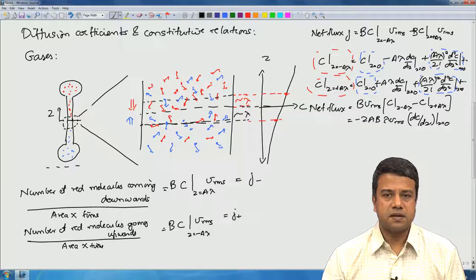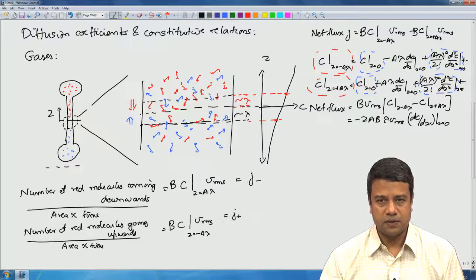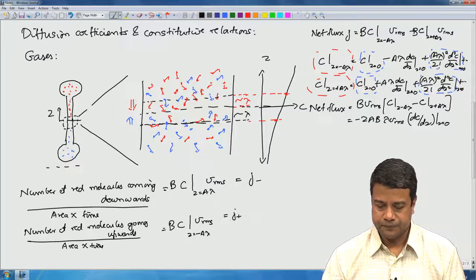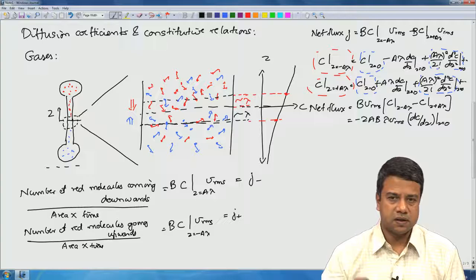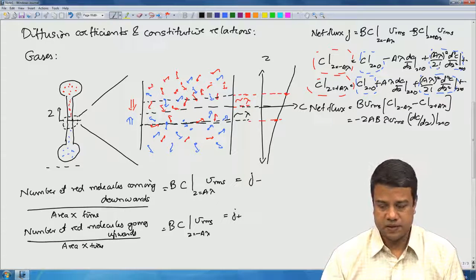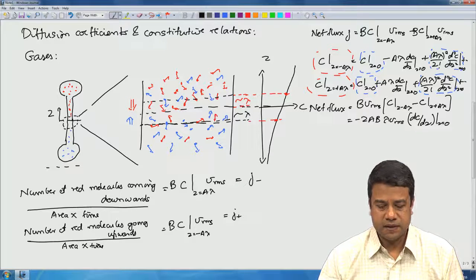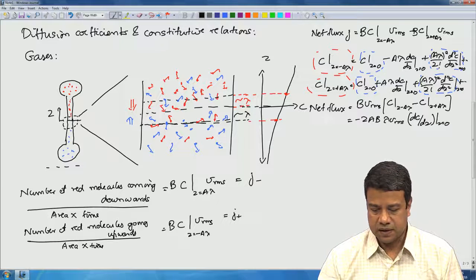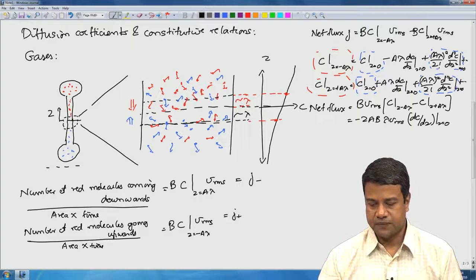For the present, we had considered that the molecular masses of the two gases are equal. That is a simplification, but it makes our discussion easier. If the molecular masses are equal, then there is no net motion across the surface. There is no net mass transfer across the surface at constant temperature and pressure. However, since there is a variation in concentration, there will be a transfer of the red molecules downwards and a transfer of the blue molecules upwards.